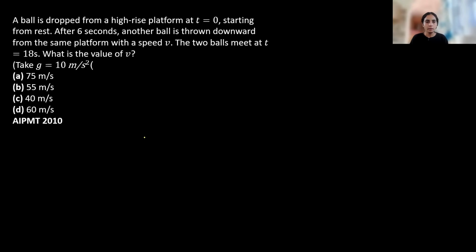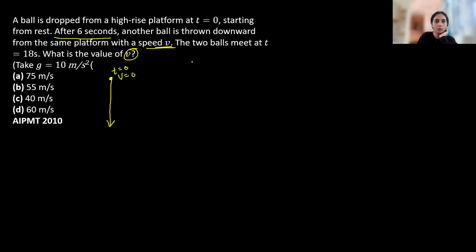Okay. Now this question: a ball is dropped from a high-rise platform at t equal to 0 starting from rest. After 6 seconds, another ball is thrown downward from the same platform with a speed v. The two balls meet at t equal to 18 seconds. What is the value of v? Okay, so one ball is dropped. Dropped means initial speed is 0, and this is getting dropped at time t equal to 0. So it will follow this trajectory.